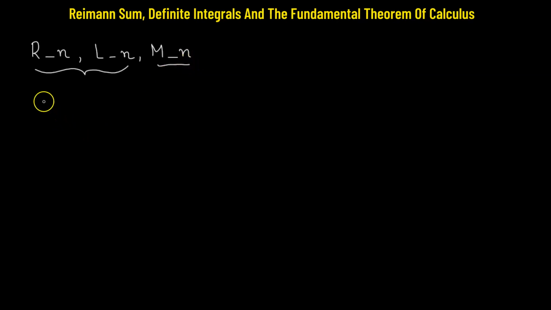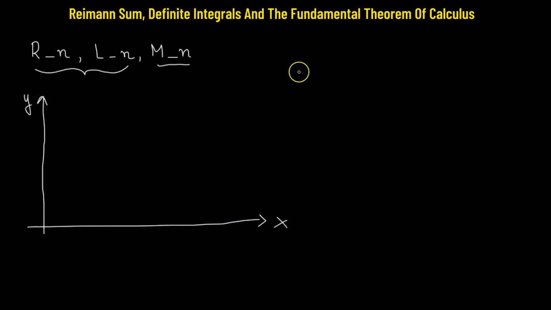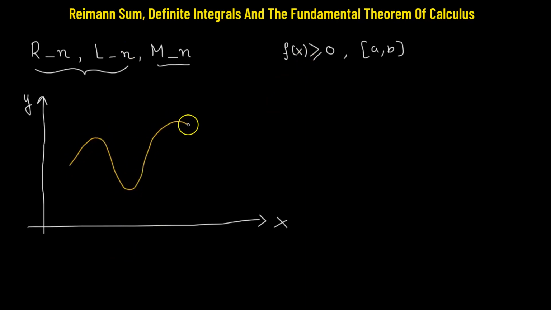For this, we'll consider the graph of a particular function f(x), and this graph is going to be positive on the interval [a, b], meaning the graph lies above the x-axis. So let's say our graph has a shape of this particular form. Now I want to find the area under this curve lying within the interval a and b.